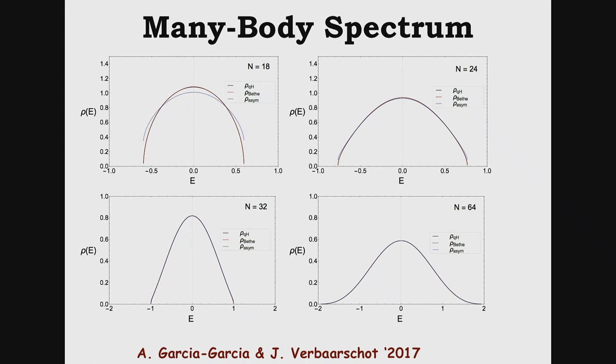I will not do it here, but it's done by Garcia-Garcia and Verbaarschot. So then you will see that depending on how many fermions you take, your density of states changes. So this is 32, which we already saw. But if you would be able to take 64, nobody can, you will see that it's a pretty good Gaussian. Still, at the very end of this Gaussian, there is a square root singularity, and the physics is around here.